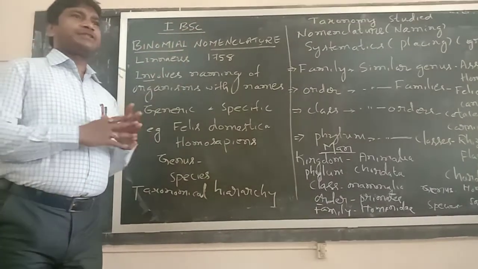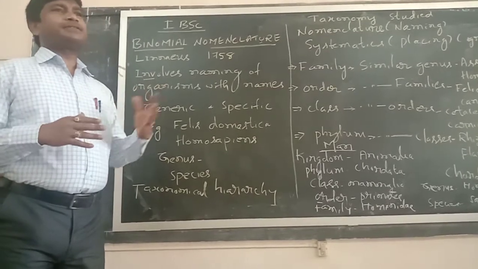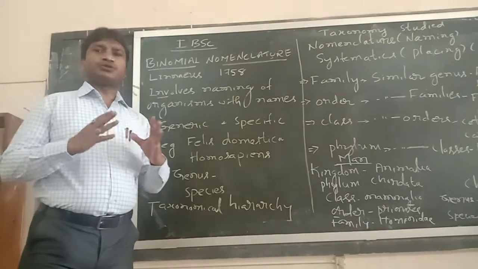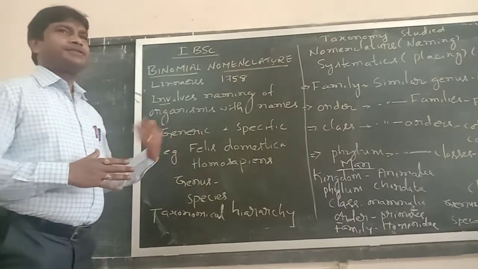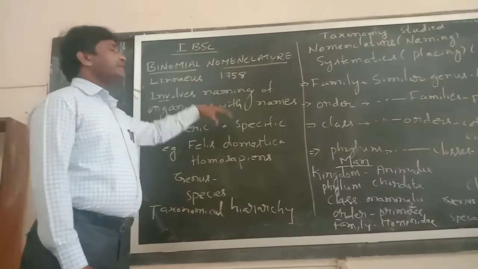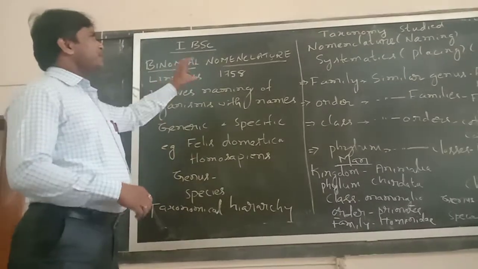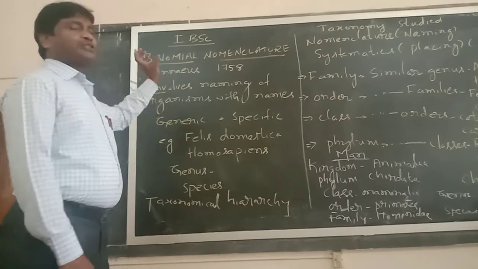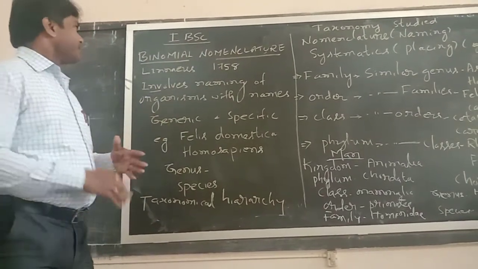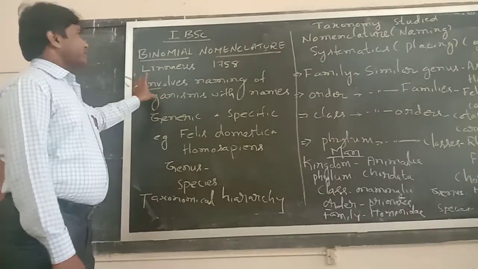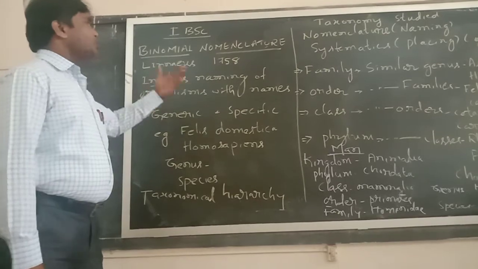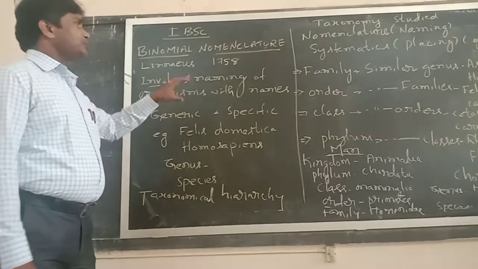This classification is considered universal, and it is accepted across the world, as it is more convenient to study the organisms. Hence it is called the universal system of classification. Binomial nomenclature simply means: bi means two, nom means names. So it involves naming of organisms with two names.